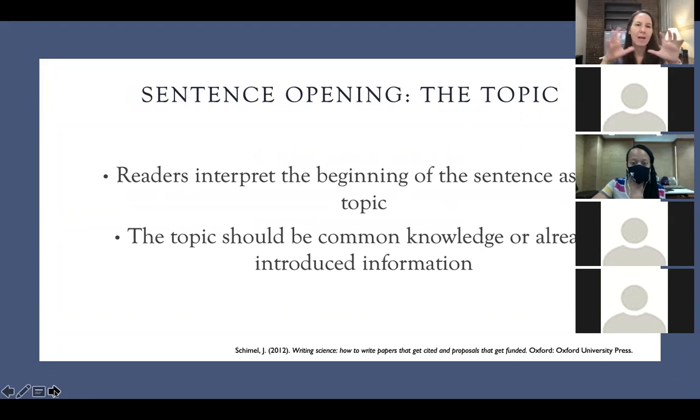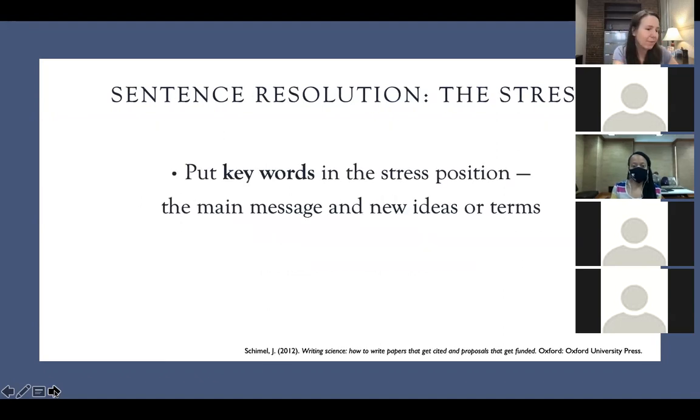So that position at the beginning of the sentence, the topic, your readers are going to interpret that as the topic of the sentence. The topic should be the common knowledge or information you already introduced. You don't want to start a sentence with information that the reader doesn't understand. They're going to be confused. So that should be common knowledge or something you've already talked about. Then the end of the sentence, the stress of the sentence, that's where you want to put the key words. That's the power position of the sentence. Those words carry the greatest weight.